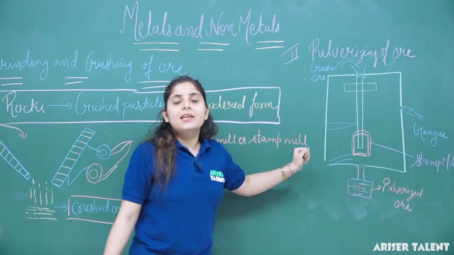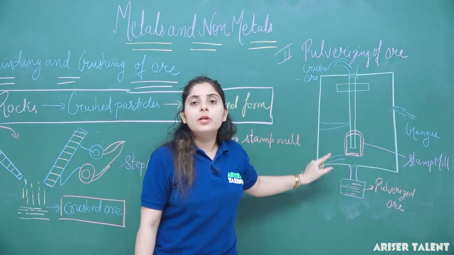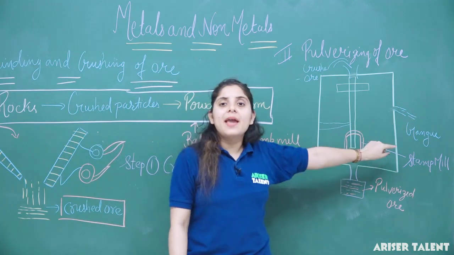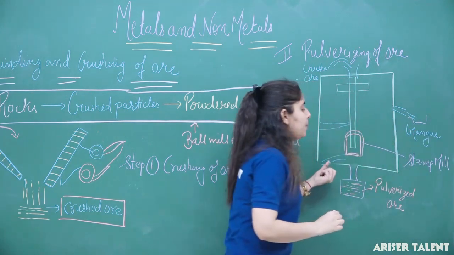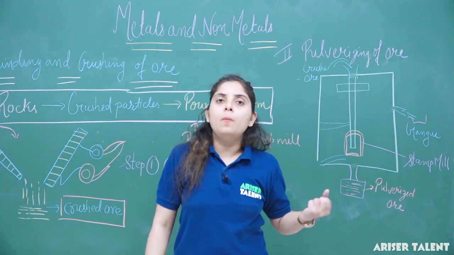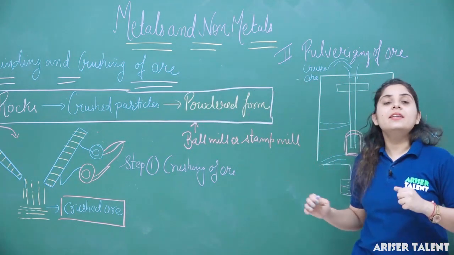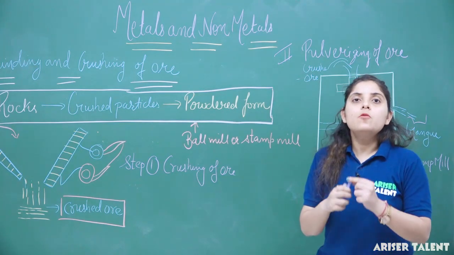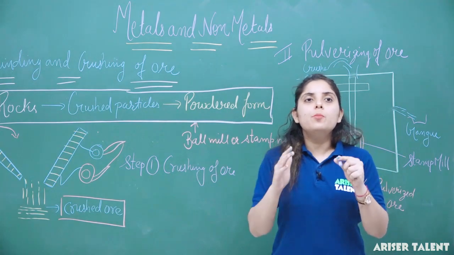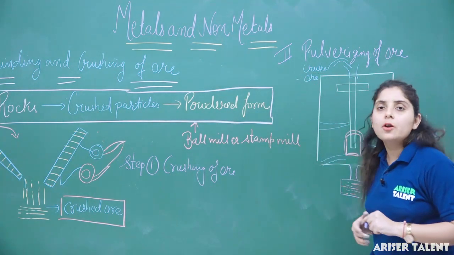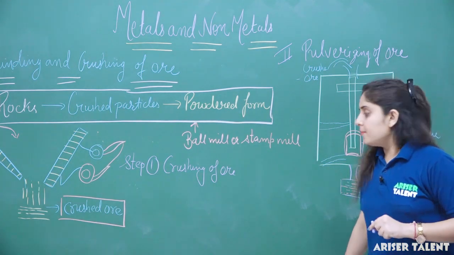Now, in the second diagram, we have seen that in step 1, we have crushed the ore. The crushed ore goes to the stamp mill, and in this stamp mill, gangue particles are separated individually in a container over here, and the pulverized ore, in powdered form, is obtained at the bottom of the container. So in both scenarios, we can see that grinding and crushing of ore are the 2 steps. First step is crushing of the ore with the help of a mill, and second is pulverizing the ore using a ball mill or stamp mill. So you can copy the first step from here, and we can proceed to our next step.